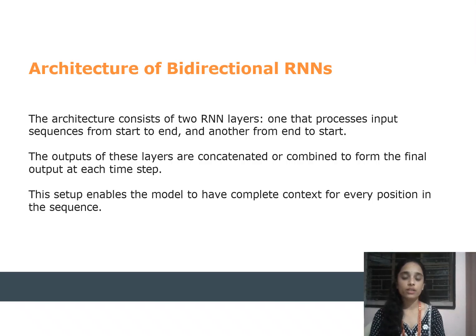Architecture of bidirectional RNNs. The architecture consists of two RNN layers, one that processes input sequences from start to end, and another from end to start. It happens in two ways, start to end and also end to start. The outputs of these layers are concatenated or combined to form the final output at each step. We can observe the result in each step. This setup enables the model to have complete context for every position in the sequence.